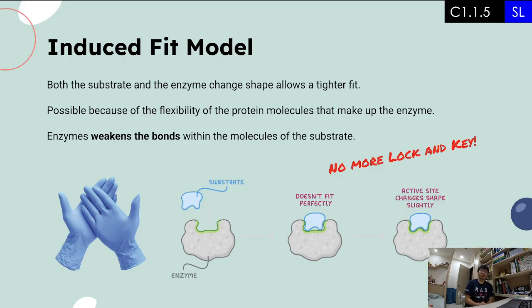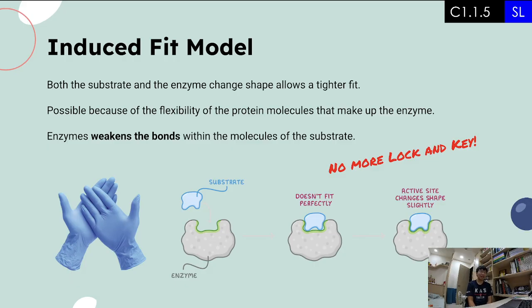And the new thing here is the induced fit model. So before we were taught to learn about the lock and key model, but that's wrong. Ha! They lied to us. Well, they didn't. They just simplified it. But we know better now. So both the substrate and enzyme change shape to allow for a tighter fit. So how I like to think of it is you have a glove, and a glove is like to hold on to something. So in order to hold onto it, like a balloon, for example, you need to change the shape of your hand, the glove, to hold the balloon, and the balloon will also change shape. So both the enzyme and the substrate will change shape when it's binding.